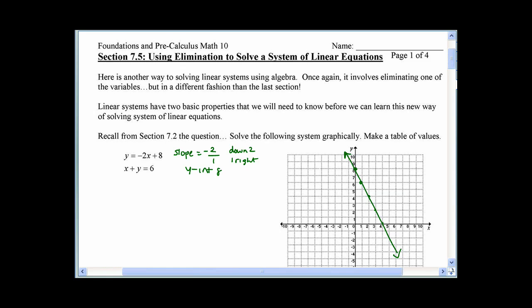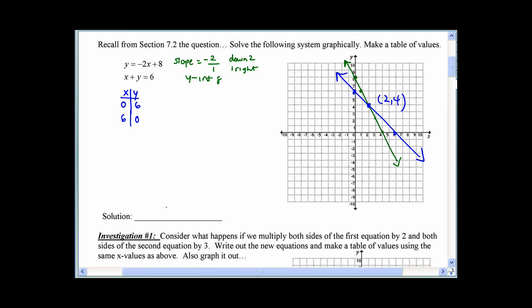How about the second one, x plus y equals 6? This time I'm going to use the table of values just to spice things up. If I let x equal 0, that means y equals 6. If I let y equal 0, x equals 6. We'll plot those 2 points and connect them with a line. And then where's my solution again? You bet. Where the two lines intersect. And it looks like the coordinates 2, 4. So the intersection point is my solution, 2, 4. Cool. That's what we did in 7.2.